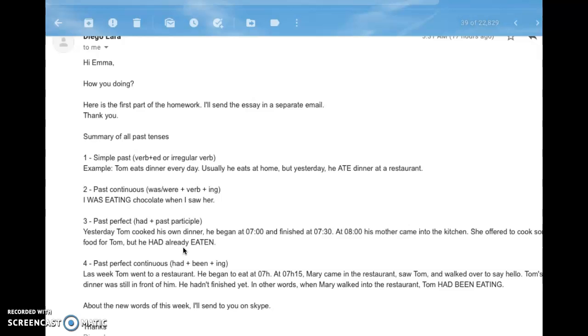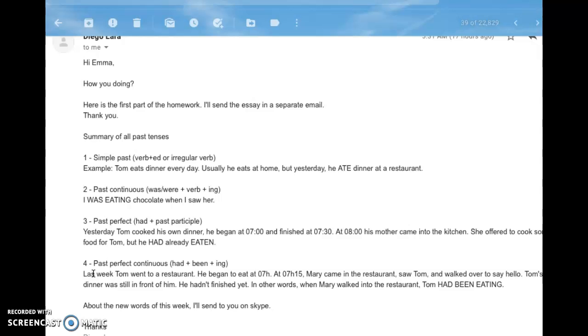Past perfect continuous. Last week, Tom went to a restaurant. He began to eat at 7:15. Mary came into the restaurant, so Tom walked over to say hello. Tom's dinner was still in front of him. He hadn't finished yet. In other words, when Mary walked into the restaurant, Tom had been eating.